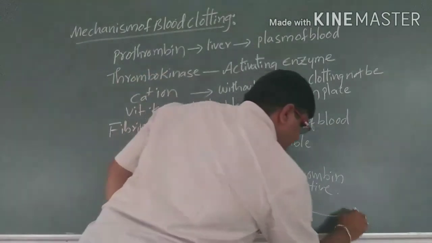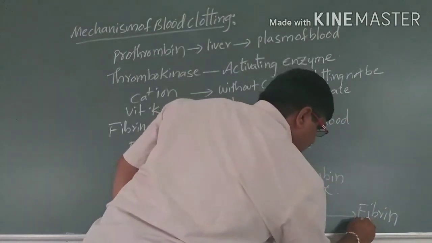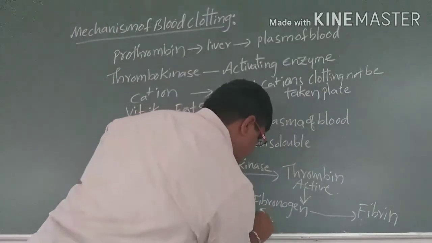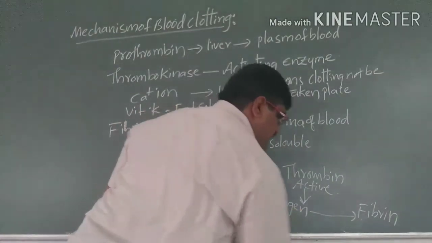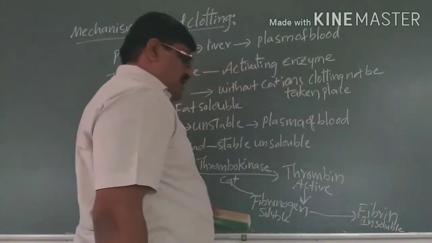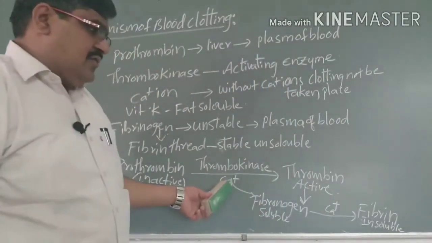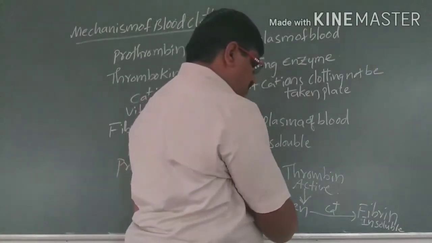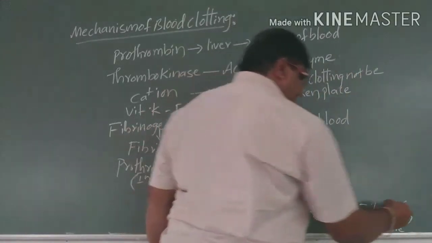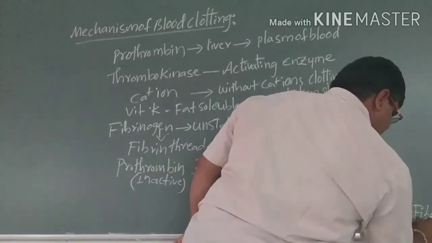Here this fibrinogen is converted into an active fibrin, that is stable. Fibrinogen is soluble and these are insoluble. So by acting together with calcium ions, the thrombokinase will act upon the fibrinogen and convert it to fibrin. Here this fibrin will produce insoluble fibrin threads.